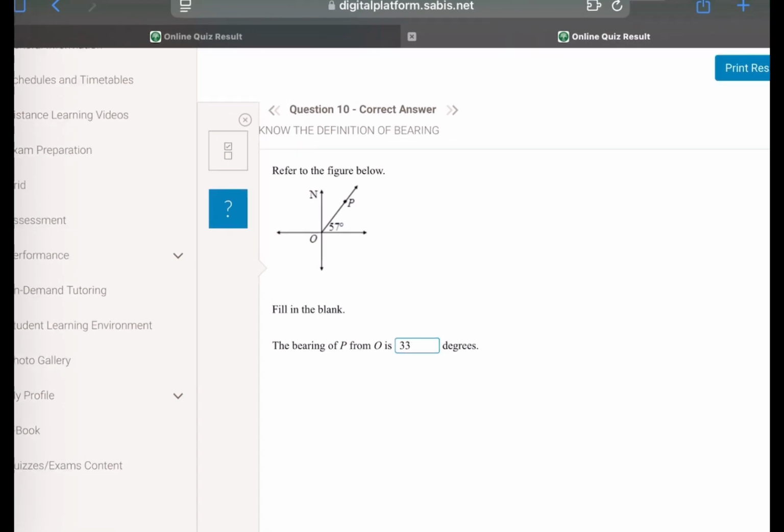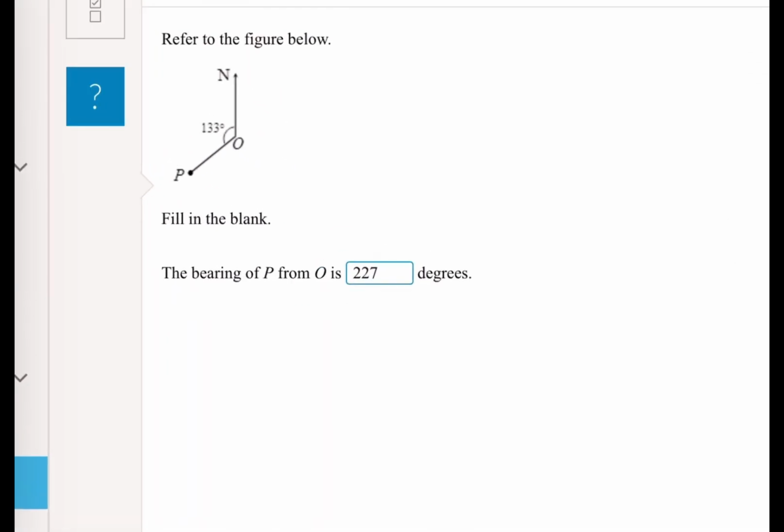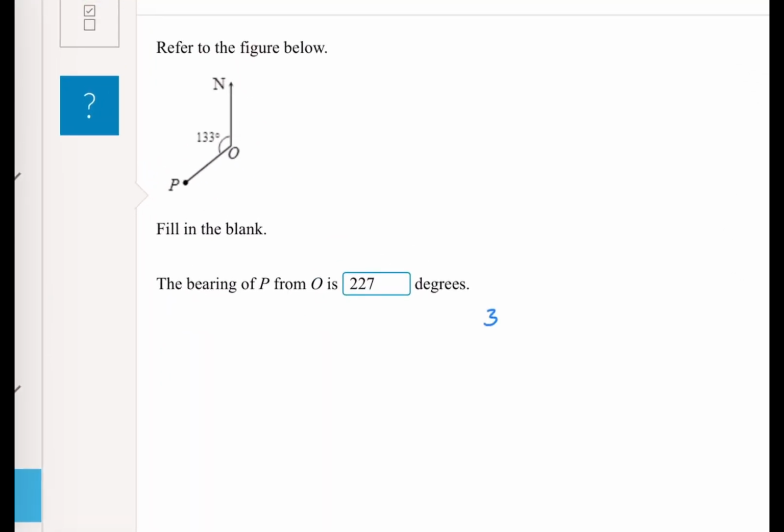For question 10, you're just going to do 90 minus 57, which gives you 33, which is the answer. Here you're going to do 360 minus 133, and you're going to get 227.